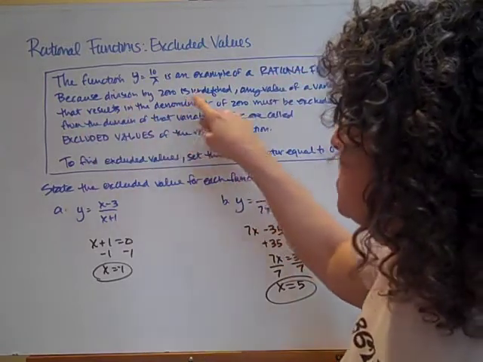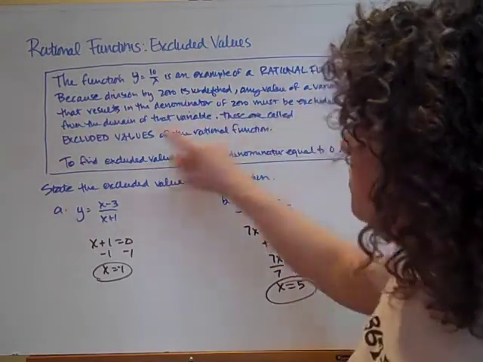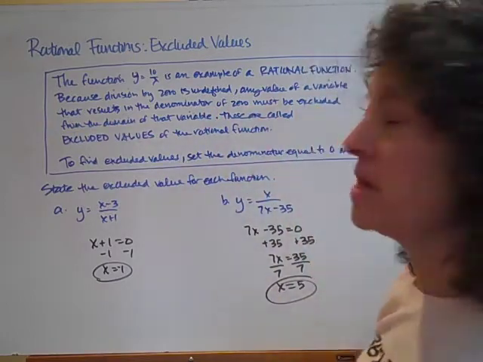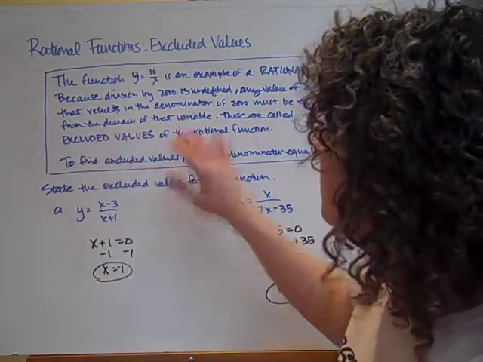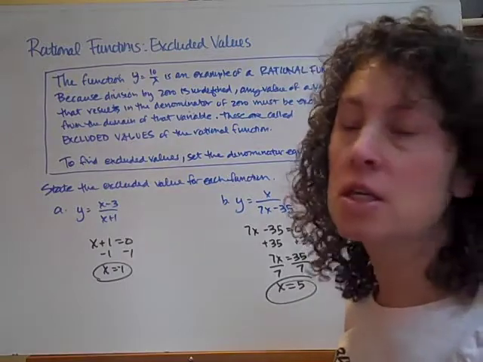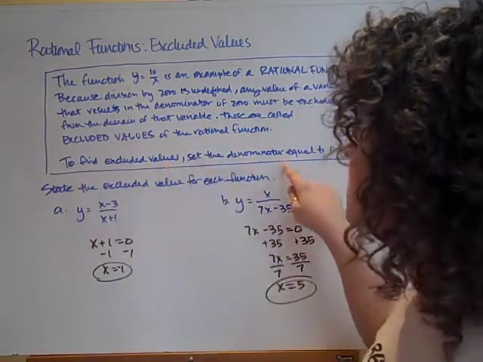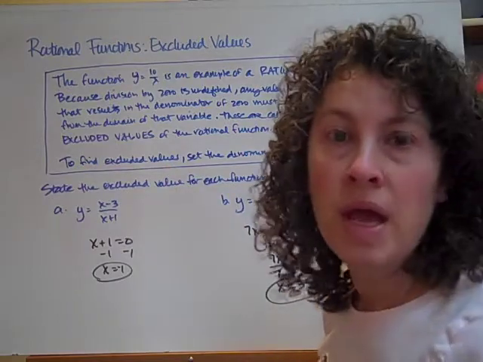Because division by 0 is undefined, any value of a variable that results in the denominator of 0 must be excluded from the domain of that variable. These are called excluded values of the rational function. To find excluded values, set the denominator equal to 0 and solve.